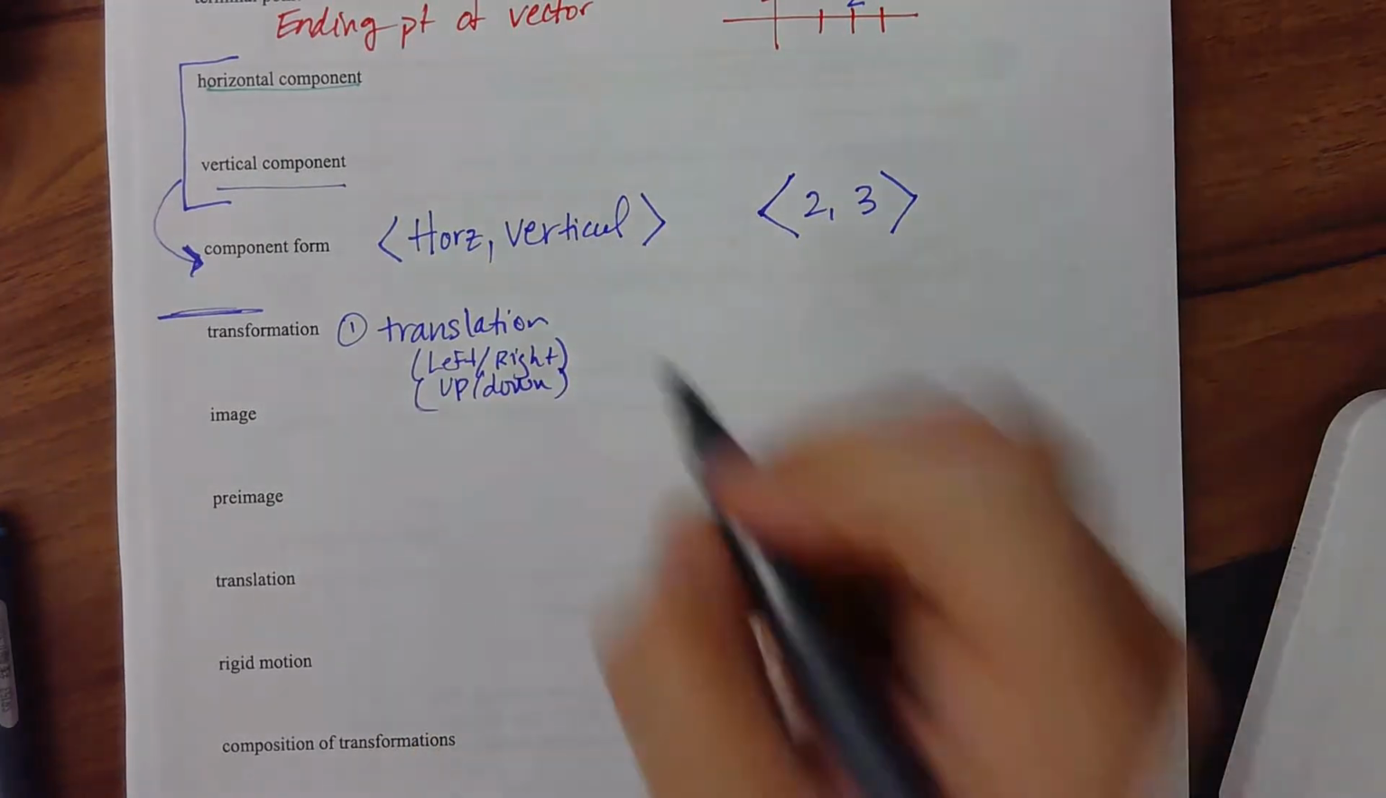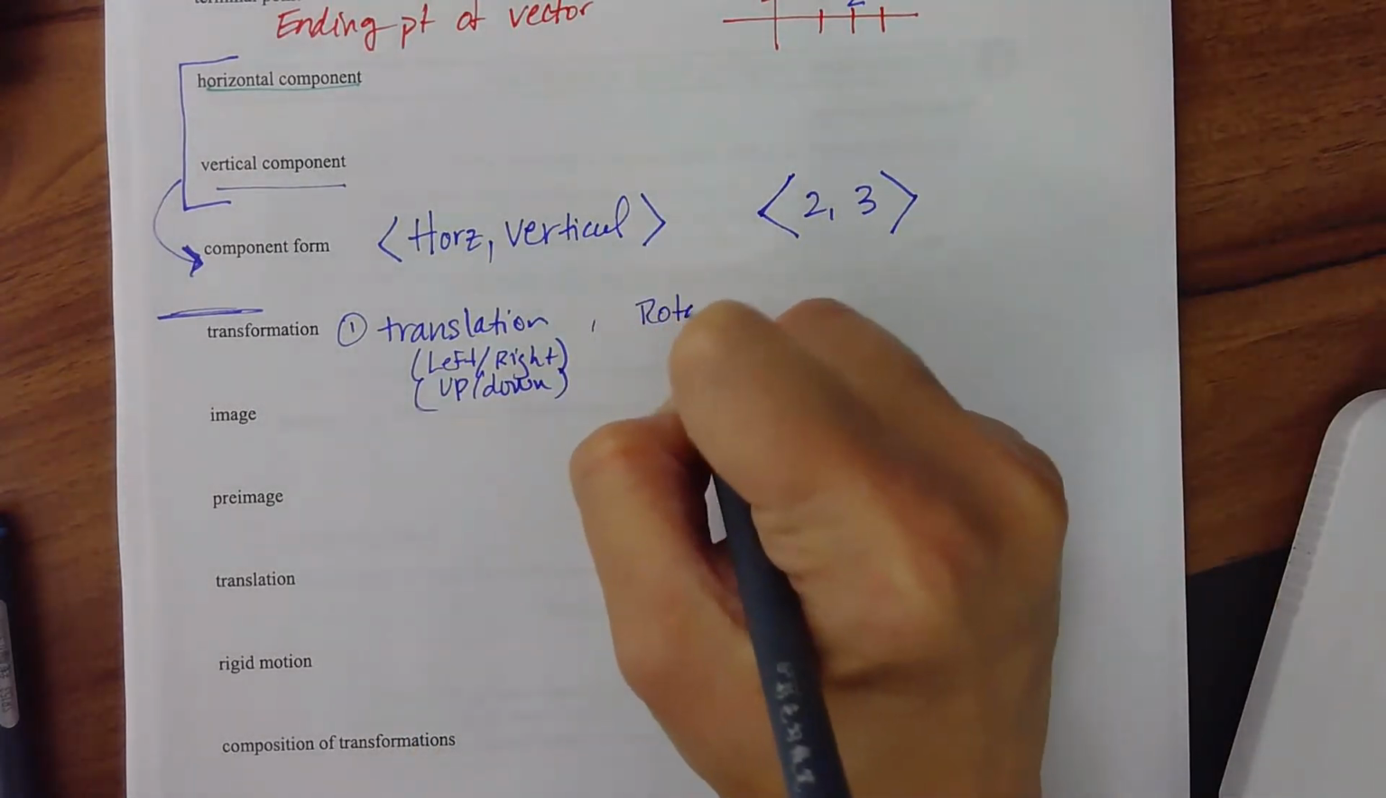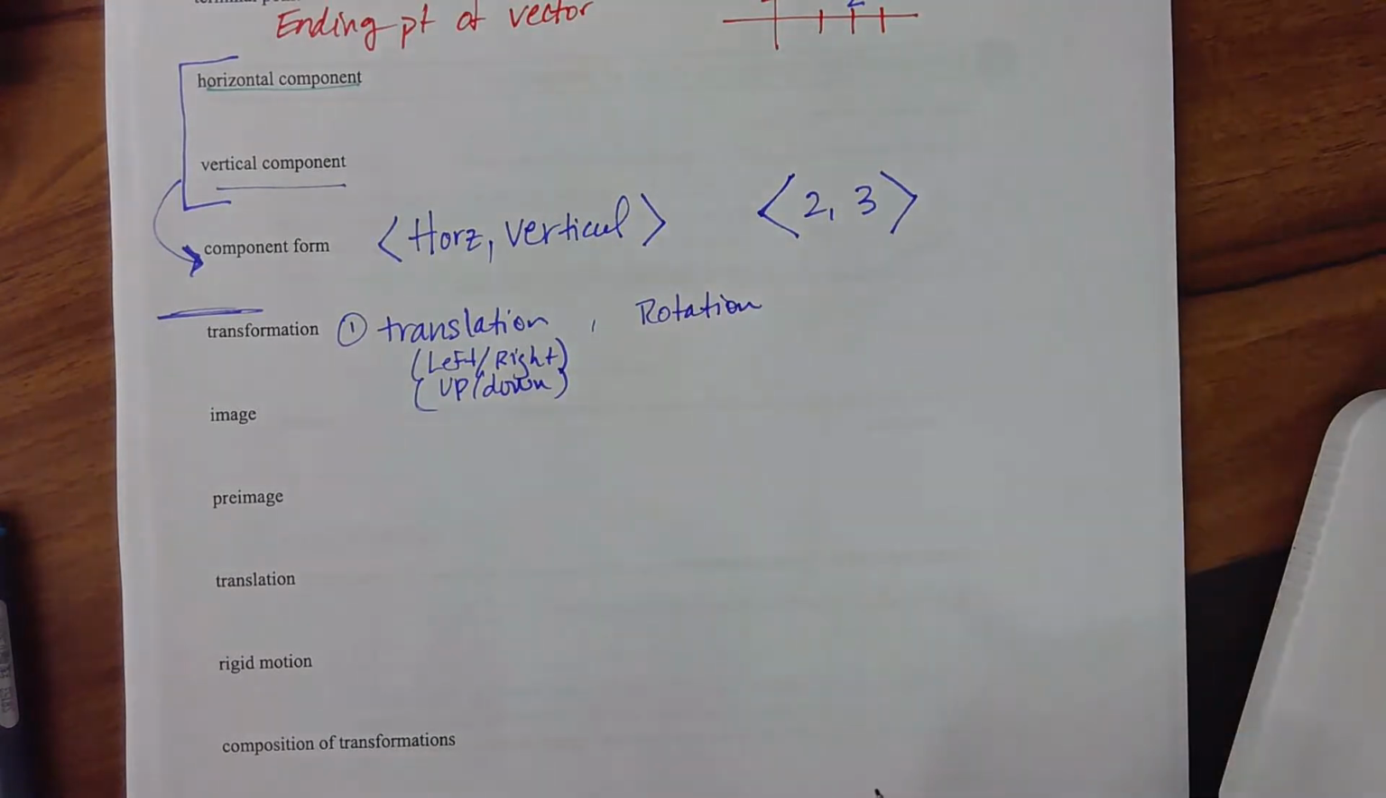Then you have something called a rotation. With a rotation, you rotate the figure around a point. If the point is at the origin, you might rotate it 90 degrees, or you might rotate it 180 degrees.